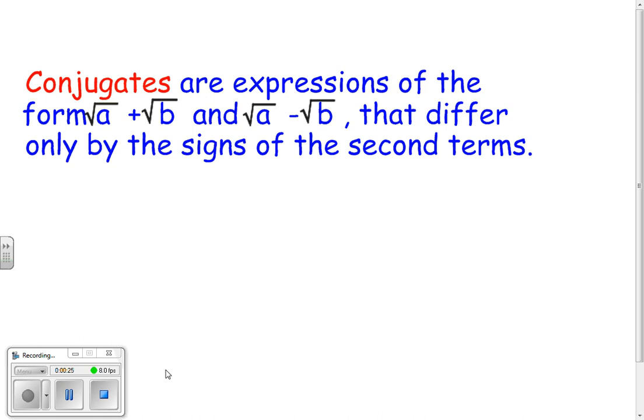So even if you have an expression that says something like the square root of 3 plus 2, its conjugate is the square root of 3 minus 2. You don't have to worry about the sign in front of the square root.